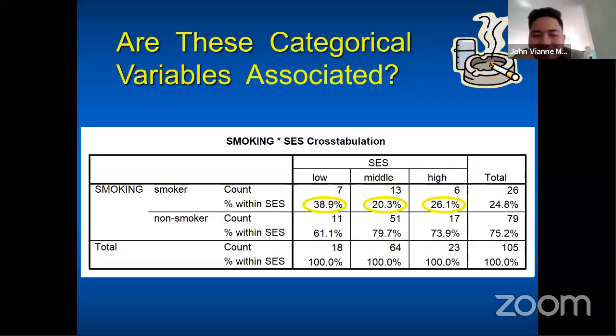Okay. The correct answer is it's non-parametric because they are categorical by nature. So nominal and ordinal variables have to be treated using non-parametric statistics. In fact, the kind of statistical analysis that we do here is cross-tabulation using Pearson chi-square.